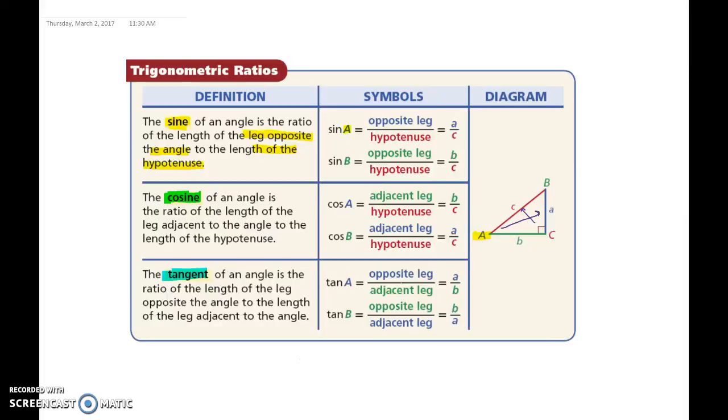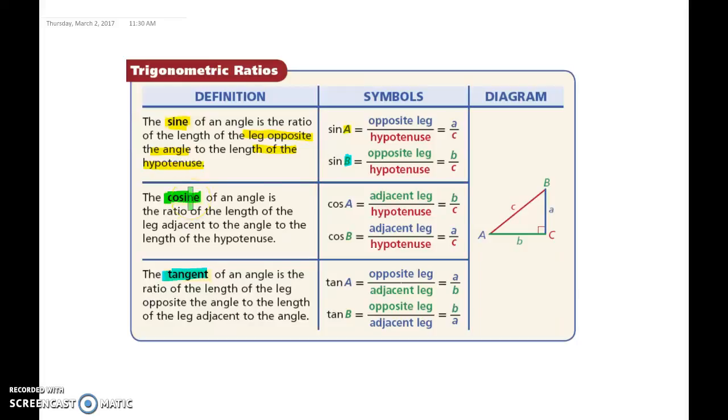Now if you notice, when it says sine of angle B, we're highlighting a different angle. That means the side that's opposite of angle B is going to be different than the side that's opposite of angle A. So in this case, it will become b over c. As we change which angle we're highlighting, it changes our trigonometric ratio, because it changes which side is opposite and which side is adjacent.